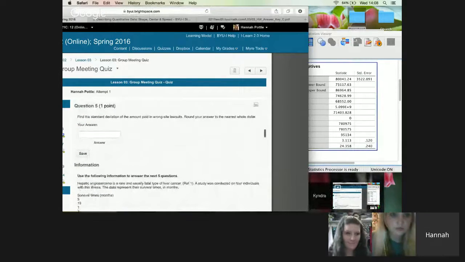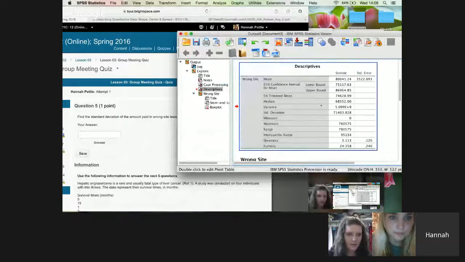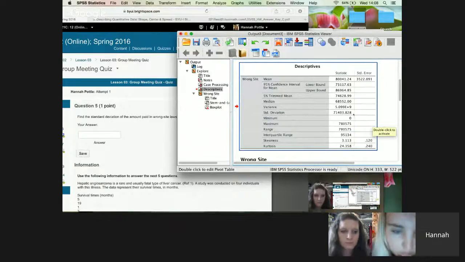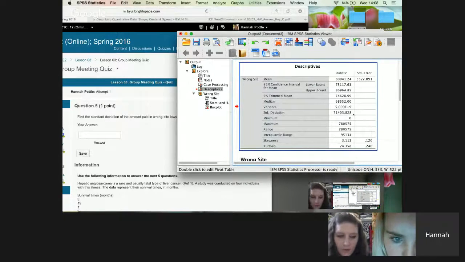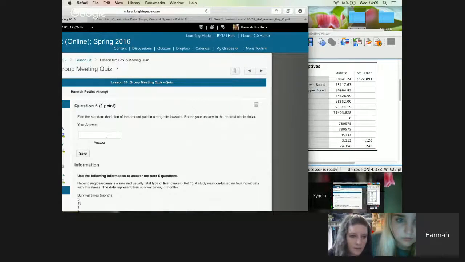So the next one is standard deviation, and that is right here. So we'd round that up. So that would be 71404. Would that be right? Yeah. Okay.